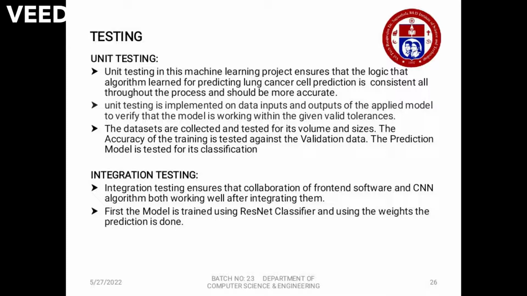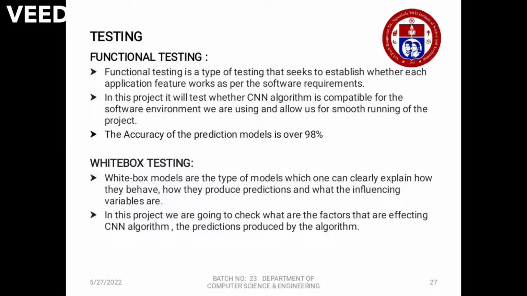Integration testing ensures that the front-end software and the convolutional neural network both work well after integrating them. First, the model is trained using the ResNet classifier, and using the weights the prediction is done. Coming to functional testing, it is a type of testing that seeks to establish whether each application feature works as per the software requirements. Next, white box testing. White box testing models are the types of models which can clearly explain how they behave, how they produce the predictions, and what the influencing variables are.